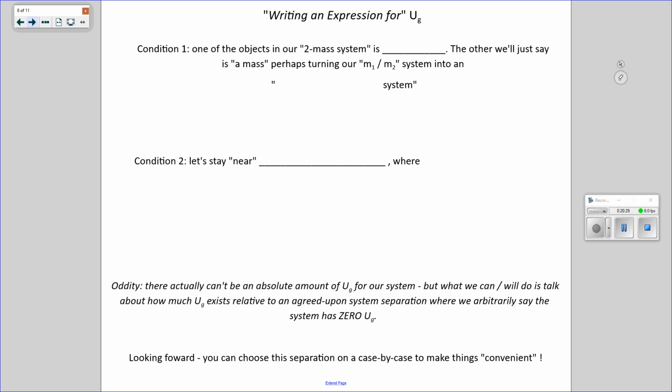What we're going to do is set a couple of conditions. One of which is that one of the objects in our two-mass system is the Earth, and the other is just some thing, turning our M1, M2 system into an Earth-mass system. So we're going to talk about how much energy this ball that we talked about before has when it's a system with the Earth. The Earth-ball system has a certain amount of gravitational potential energy.